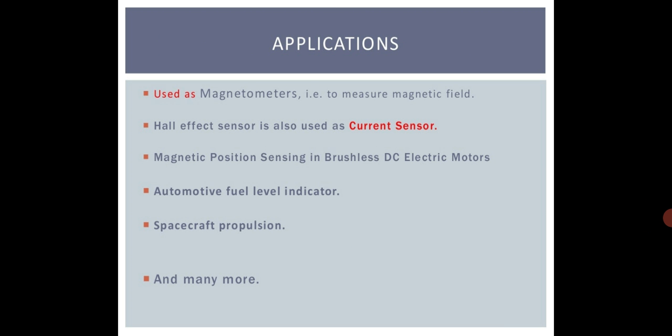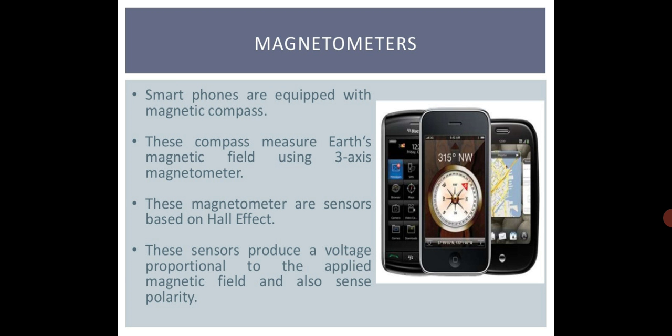So applications of Hall voltage. It is used as a magnetometer, that measures the magnetic field. Hall effect sensors are also used as a current sensor, magnetic position sensing in brushless DC electric motors, automotive fuel level indicator, and spacecraft propulsion, and many more applications are there.